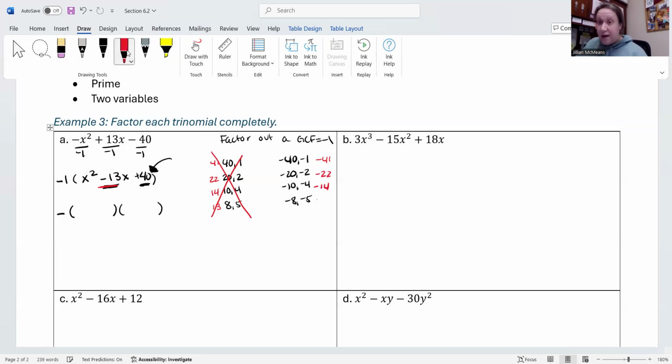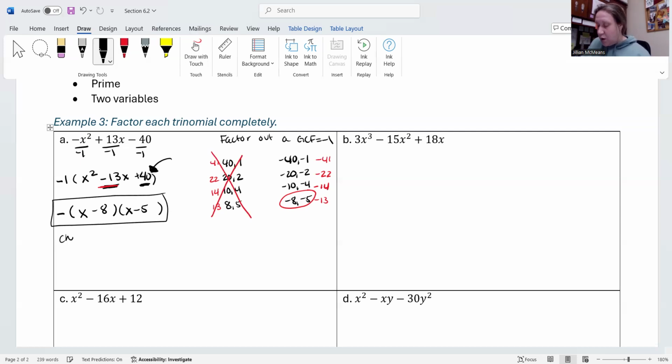And then -8 and -5, there's my magical -13. So that's the pair of factors that I want to use. Okay. So my final answer is going to be that negative that we initially factored out, and then (x - 8)(x - 5). You could certainly also rewrite this as negative, and then parentheses (x - 5) times (x - 8). It doesn't matter which binomial you put in which factor, just make sure the sign on the factor is correct. So there we have our final answer.